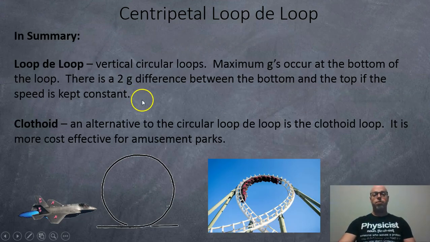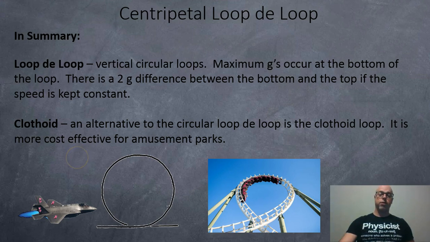Okay, so a loop-de-loop is a vertical circular loop, or occasionally a clothoid. The maximum g's occur at the bottom of the loop, and there's approximately a 2g difference between the top and the bottom. It's exactly 2 g's if you have constant speed. And a clothoid loop is an alternative to the circular loop, and it is more cost effective for amusement parks.